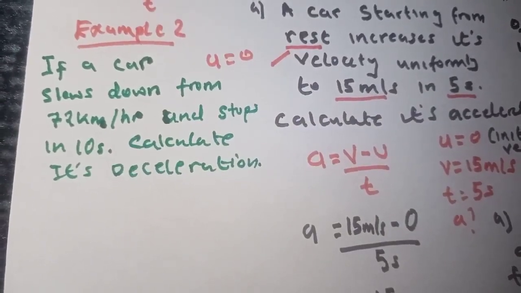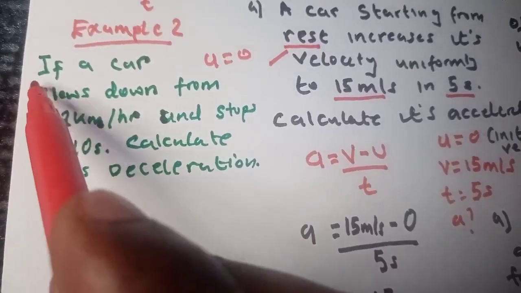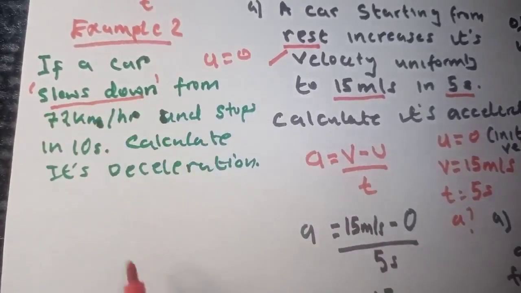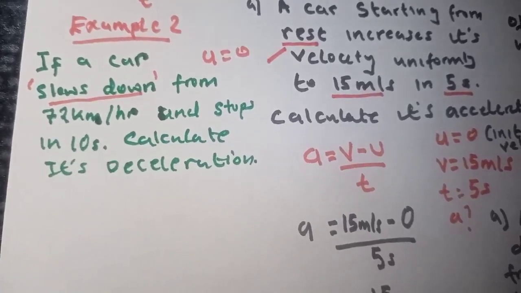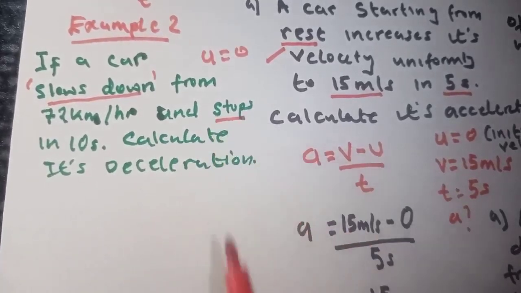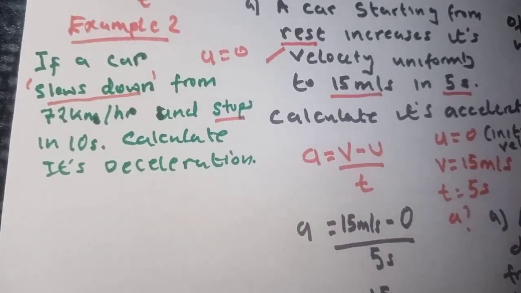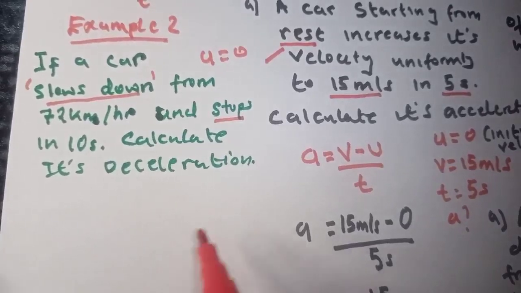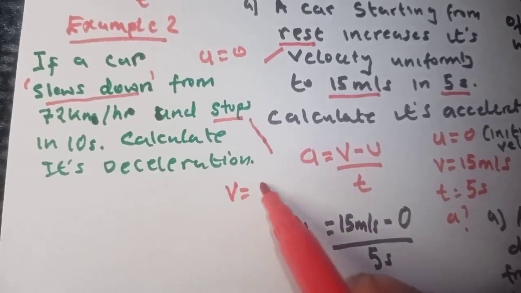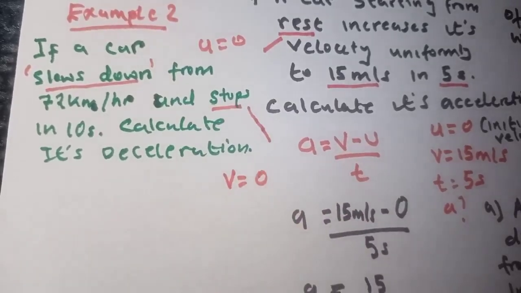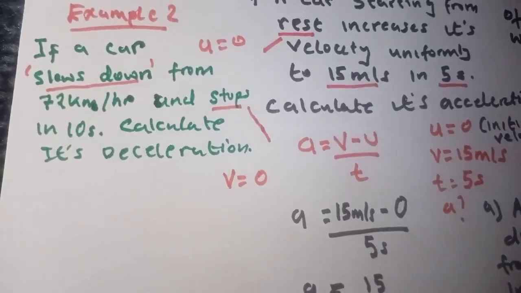So I'm told that a car slows down. The keywords in this question: slows down. So we know we're dealing with deceleration. The other keyword is stops. So mark those keywords: slows down and stops. When we say it stops, this tells you that your final velocity is 0. When you see that the car stopped, just know that the final velocity is 0.